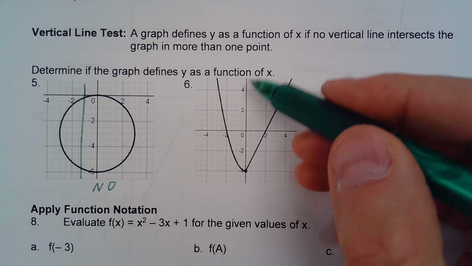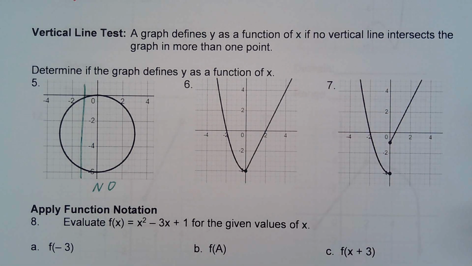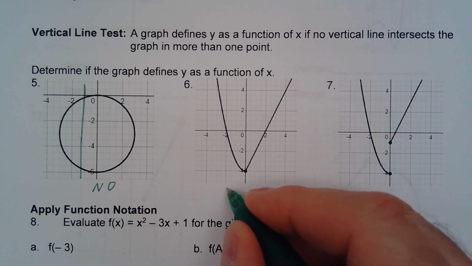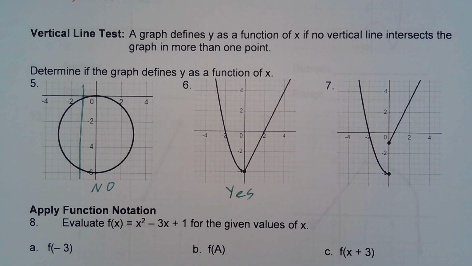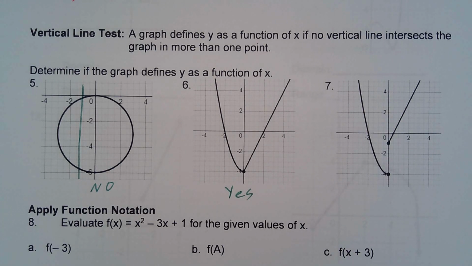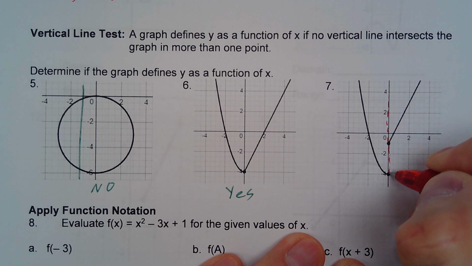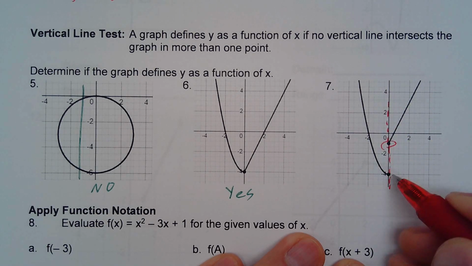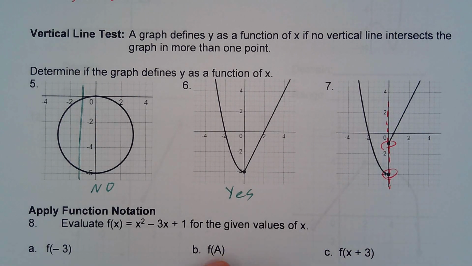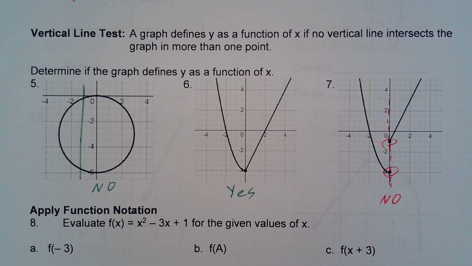Here, I could take any vertical line I want. This works. This would be yes. This last one almost works, except here, this line right here. I hit this point and that point. So this would be a no.